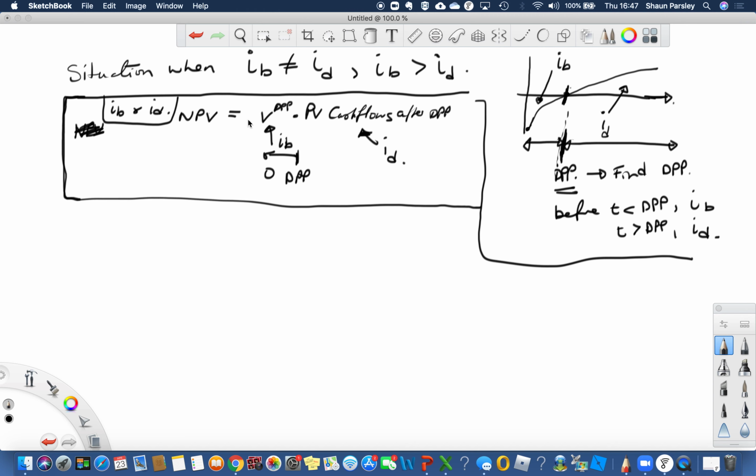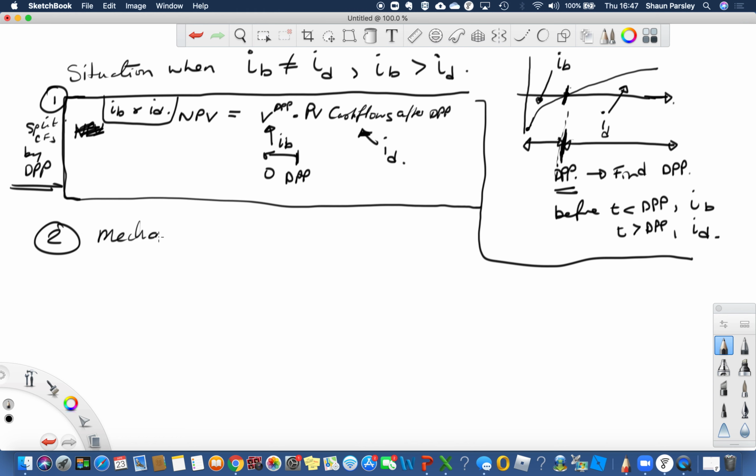Now, that's one way to think about how you can do the profitability. The other way, so I'm just going to say that's way one, which is split cash flows by DPP. You know what that means. Now, the other method is mechanical.